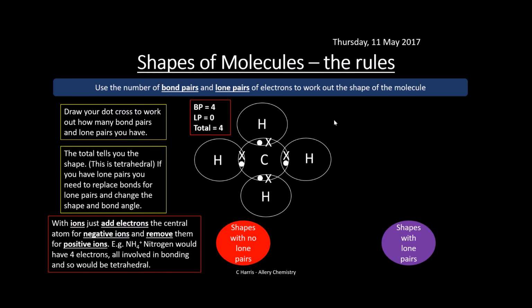If you have lone pairs though, you need to replace the bonds for the lone pairs and change the shape and the bond angle. Again, we'll look at some examples where you have lone pairs as well. So we've got one here. This one actually does have lone pairs, as you can see.